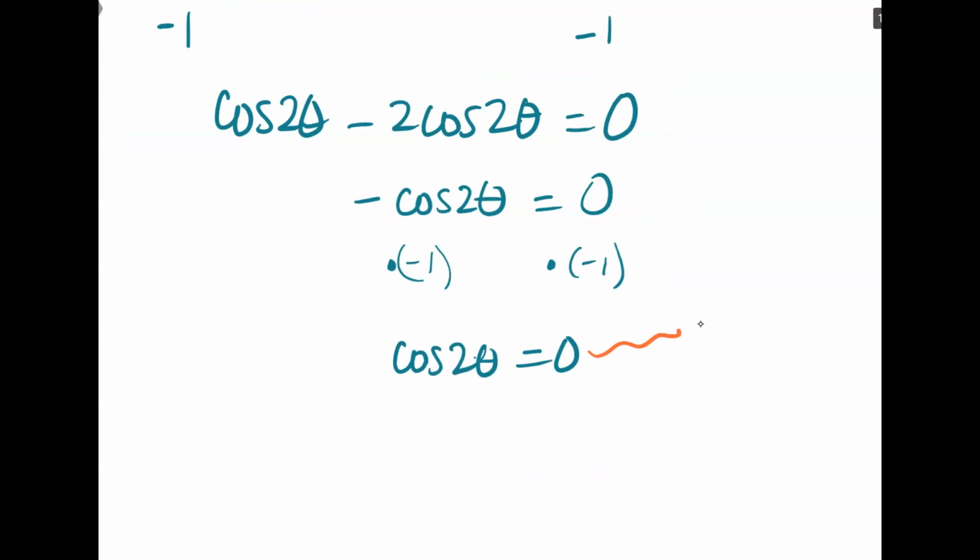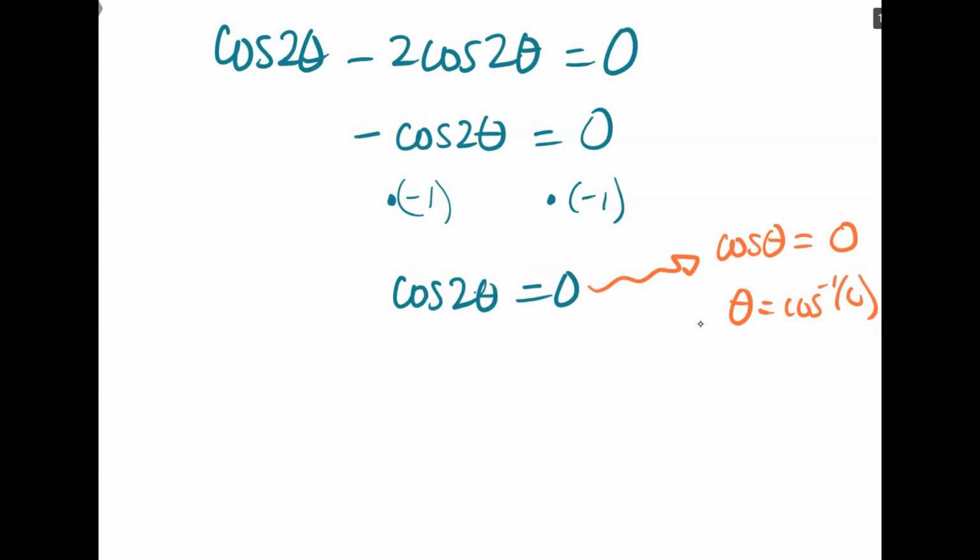Now, if I asked you a similar question, if I said, okay, where is cosine of theta equal to 0? For what angle is cosine equal to 0? So I'm asking you a similar question, and then I'll come back to where we are right now.